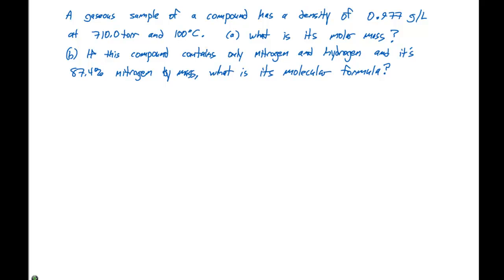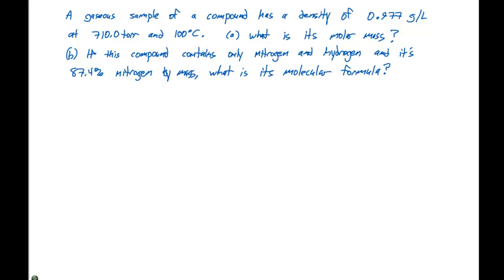A gaseous sample of a compound has a density of 0.977 grams per liter at 710.0 torr and 100 degrees Celsius. The first part of this question asks what is the molar mass. The second part says if this compound contains only nitrogen and hydrogen and it's 87.4% nitrogen by mass, what is its molecular formula? So this problem introduces density to us.